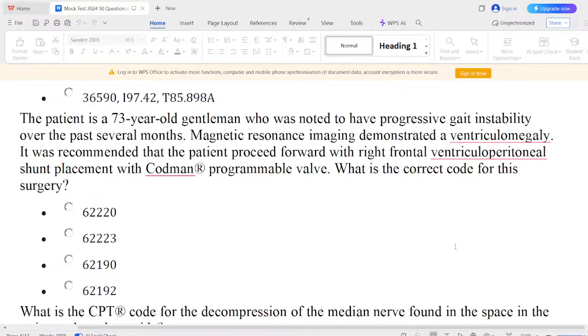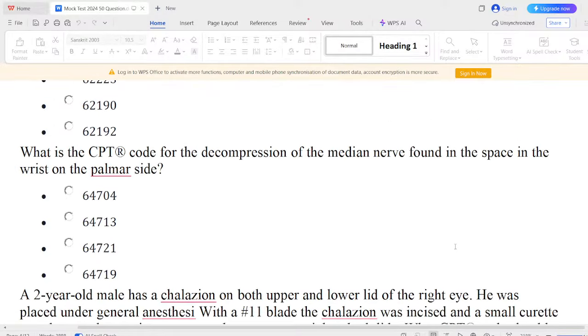Yes, Akash, Rasna, Mohini, correct answer, guys. Very good. Next, what's the CPT code for the decompression of the median nerve found in the space in the wrist on the palmar side?